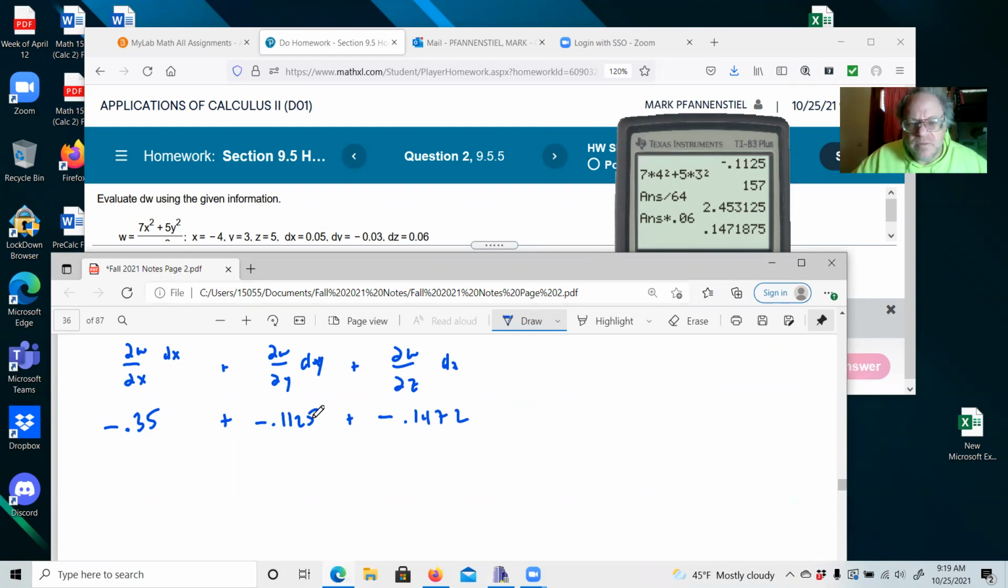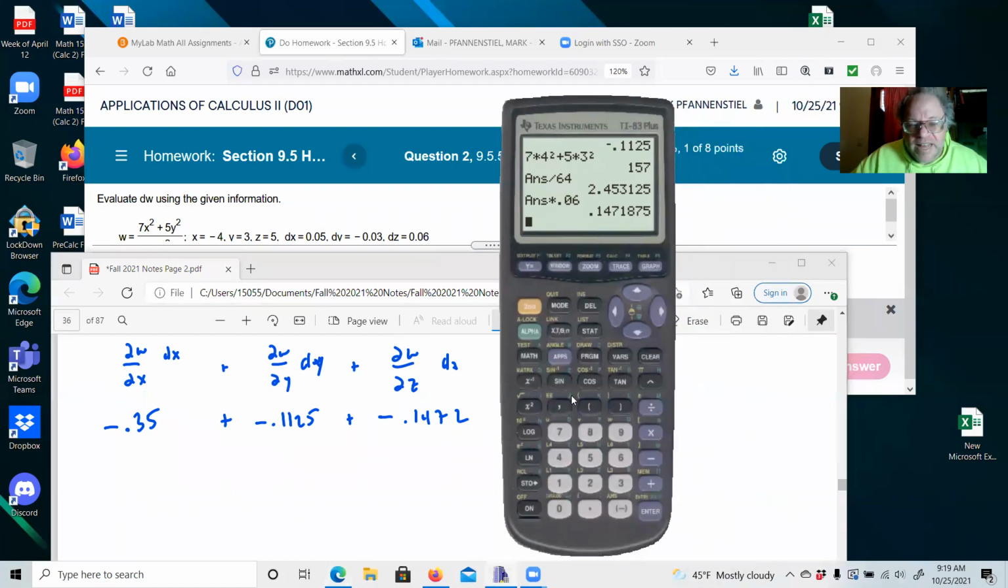All right, so just double checking 0.1125. Oh, that's excellent. So we just add these things up. We're going to say -0.35 minus 0.1125 minus 0.1472.